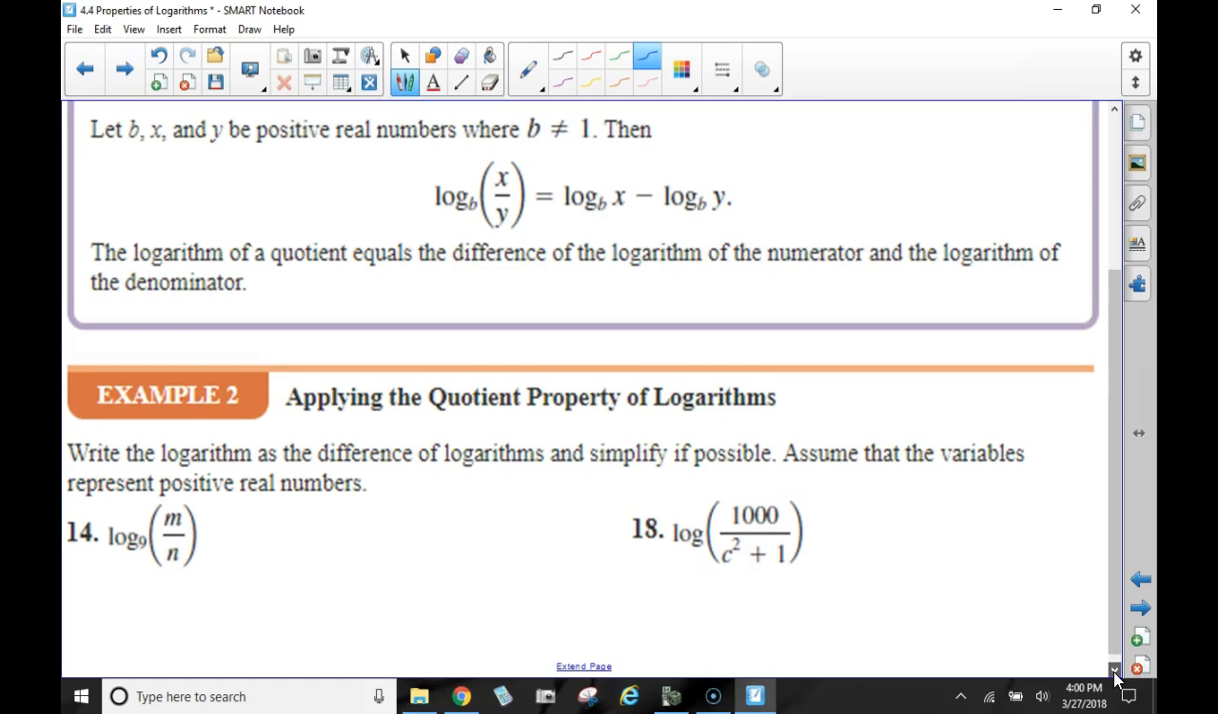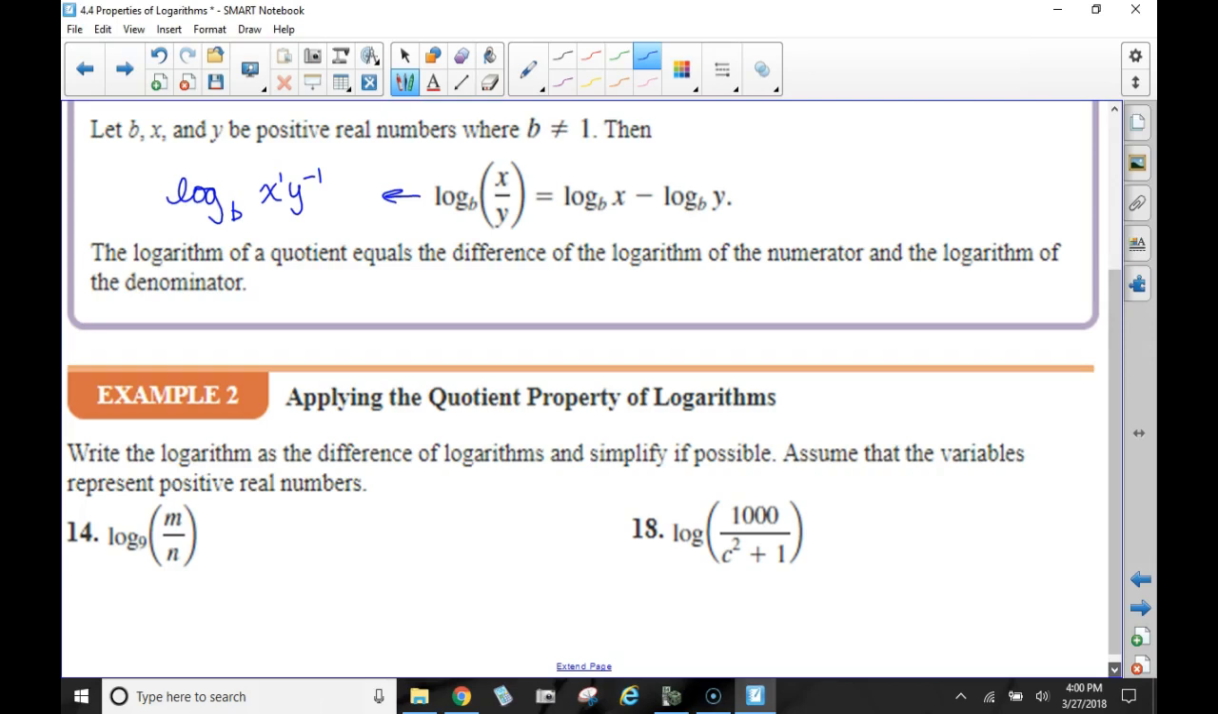All right, quotient. If we've got the log of a quotient, x divided by y, that's going to be the log of the top minus the log of the bottom. Now the reason for that is another way to write that log of x over y is you could say x to the first times y to the negative first, with base b. That didn't really show you anything yet until we know the power property for logarithms. So anyway, there's the quotient property. That's a subtract in between there.